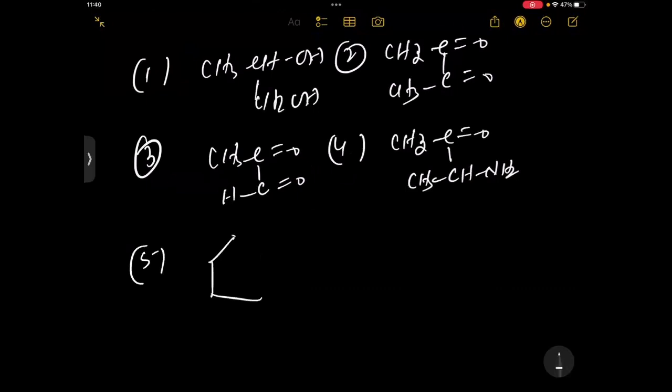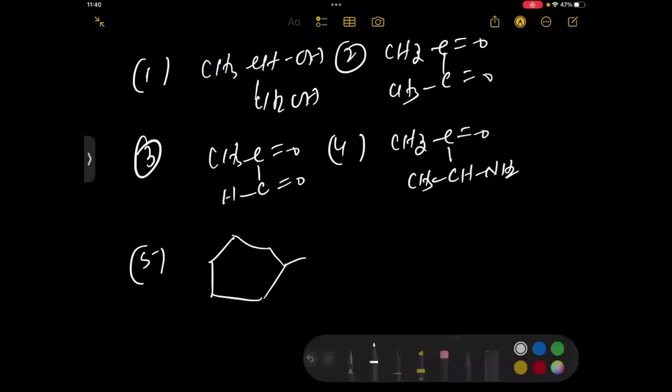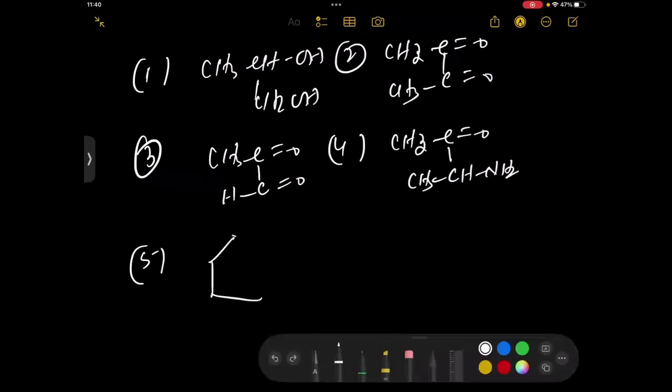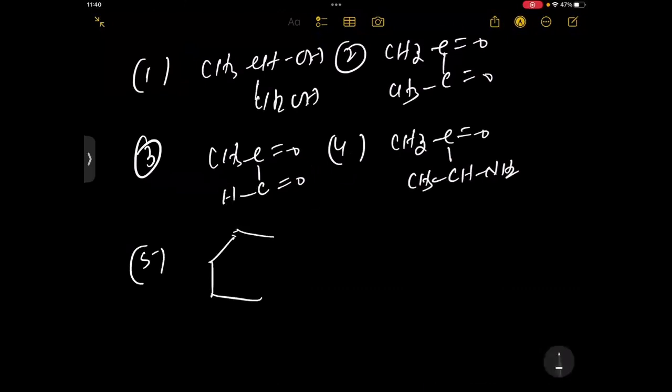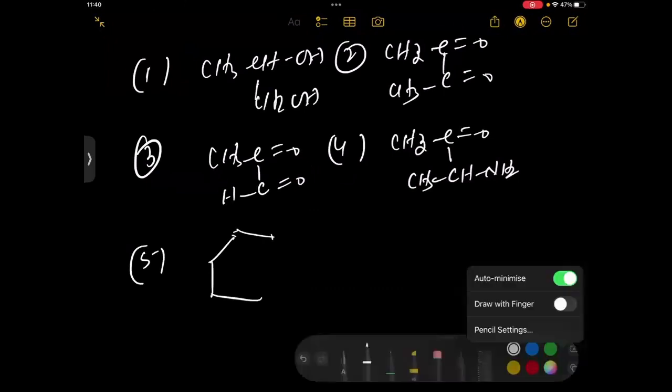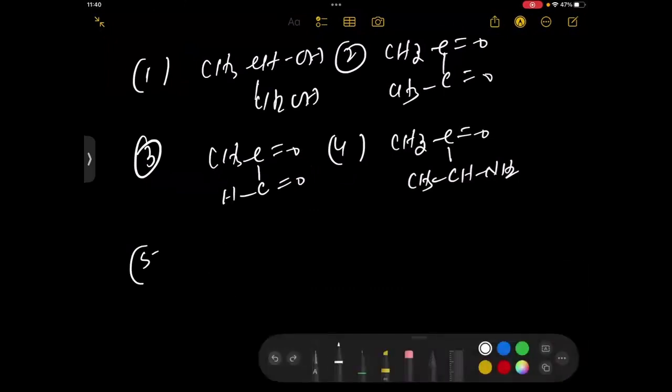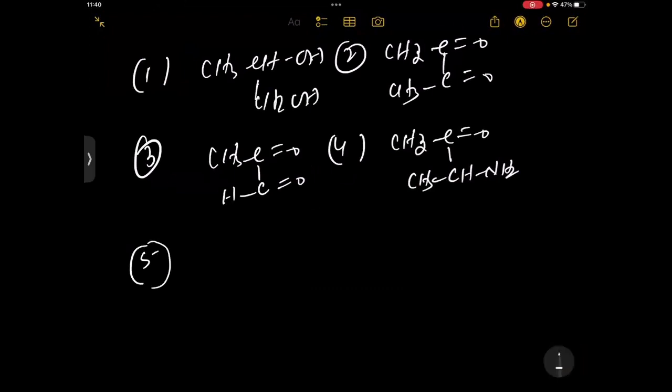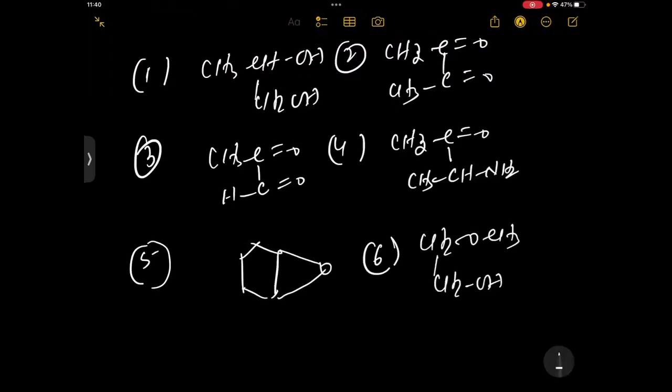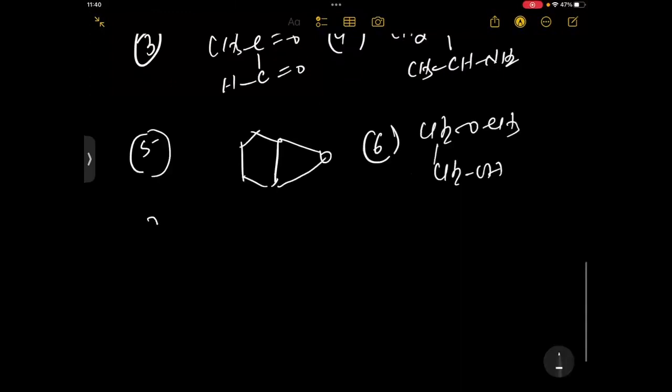Here I write the compound properly. You can see here, in the fifth, I write here, and here is oxygen. And sixth, I write here CH2OCH3 and CH2OH. And seventh, I give you the option here: C double bond O, OH, CH2OH. So your concept will become clear here.